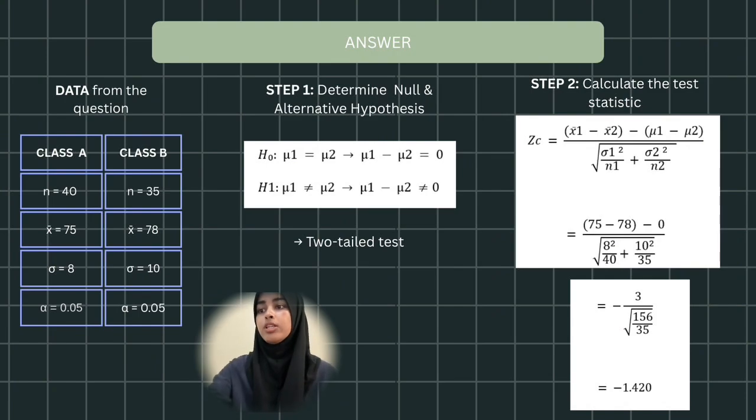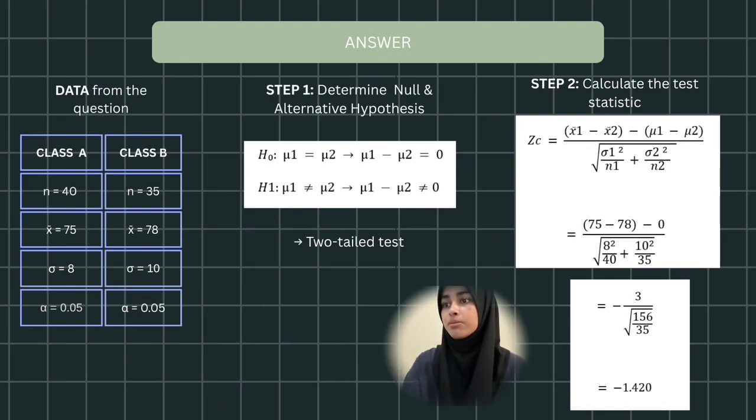Step 1, we need to determine the null and alternative hypothesis. In this case, H null: mu1 equals mu2, while H alternative: mu1 is not equal to mu2. Therefore, it is a two-tailed test. For step 2, we need to calculate the test statistic using the formula given. So, the answer that we got is negative 1.420.